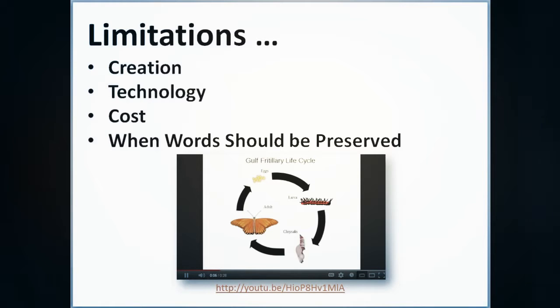Clark and Mayer suggest that there may be limitations in applying the modality principle. It may be difficult to create the narration, or technical limitations, or cost expense on the part of the learner may get in the way.